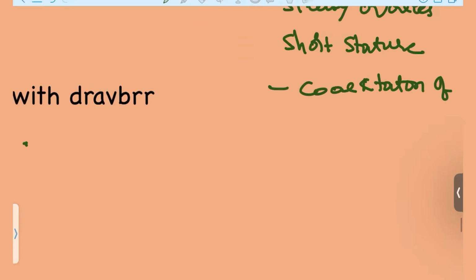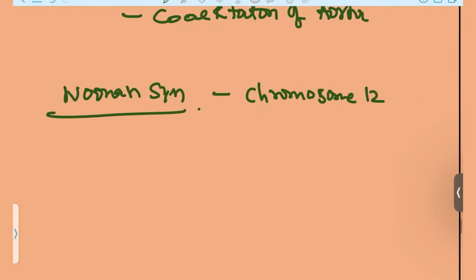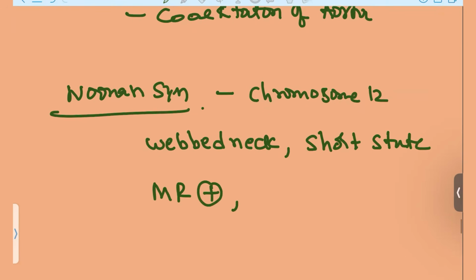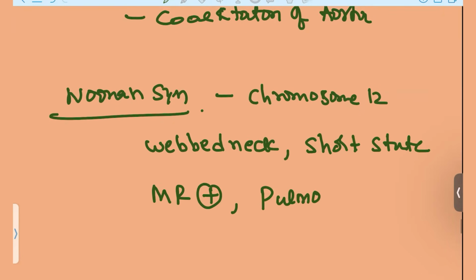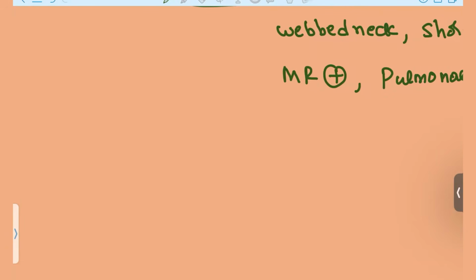Next, coming to Klinefelter. Before that, we see Noonan syndrome. Okay, Noonan syndrome. This Noonan syndrome is the same as Turner syndrome, but they are going to have the mutation with chromosome 12. Okay, chromosome 12 gene. And what happens in this patient? Usually, they also have a webbed neck and short stature, but there will be mental retardation present, and for heart disease there will be pulmonary stenosis. Okay, pulmonary stenosis.